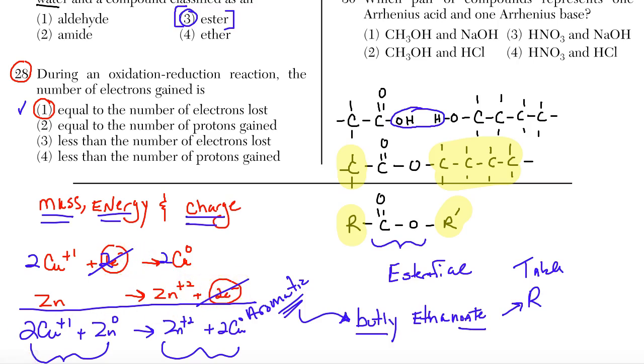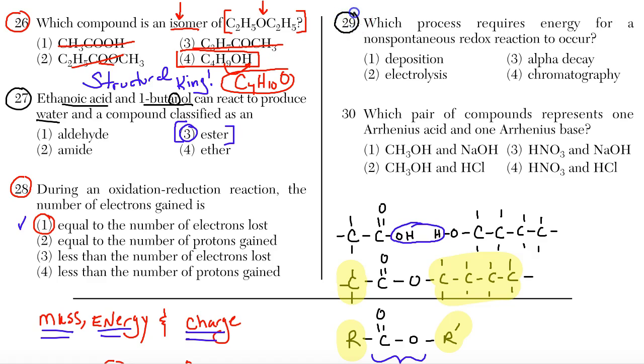Number 29. Which process requires energy for a non-spontaneous redox reaction to occur? Well, first and foremost, redox reactions are chemical reactions. Chemical reactions mean you're making a brand new substance by essentially messing with electrons. This is not a nuclear reaction, so we get rid of alpha decay. Alpha decay is when you have some type of alpha particle being emitted.